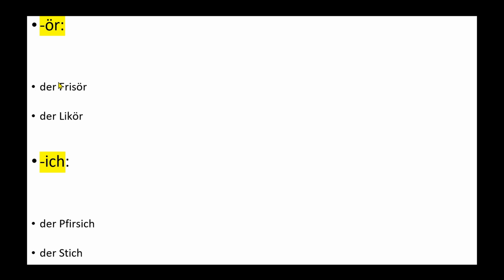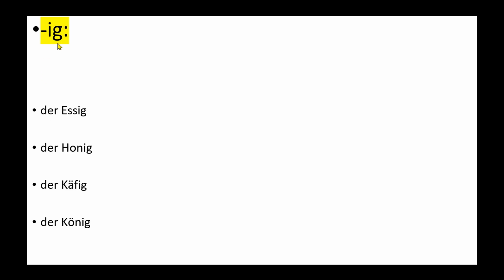Are, der Friseur. Friseur means hairstylist. Der Likör means liquor. And this ending with ISCH is also "der", der Prefisch, der Stisch. So we cannot see any exceptions. So anything which ends with this and this also falls under their category. IK, der Azisch, der Hunic, der Kaffee, der König. So these also have "der" article. Moving on to the next slide.